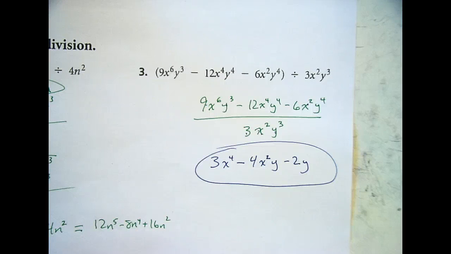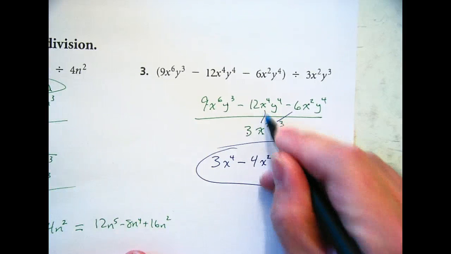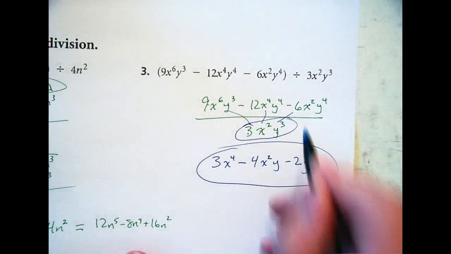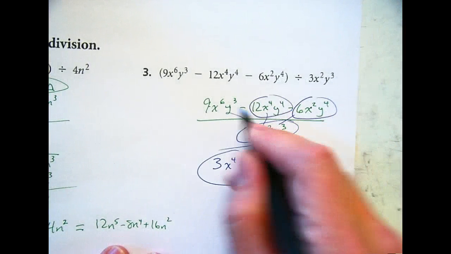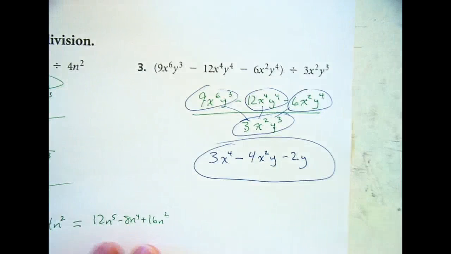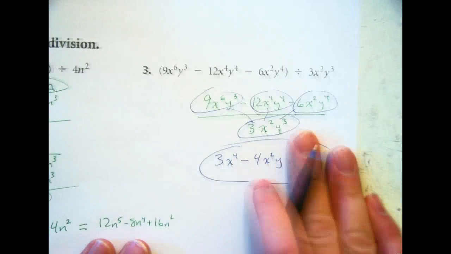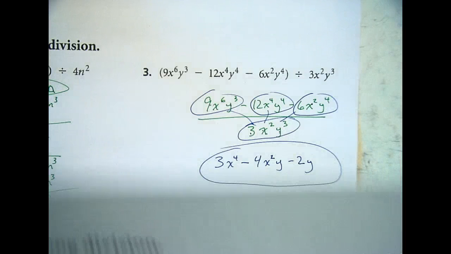Okay, so we divided each part. This by that by that, and by that. We had to divide it by each piece. Any questions there? Okay. A little easier than polynomial long division, right? Yeah. So, if it's one term, I would go that route. All right? Okay. No questions.